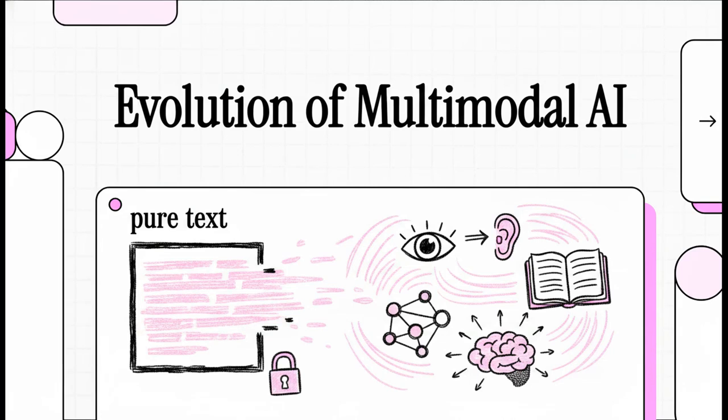For the longest time, AI has been basically trapped in this box of pure text. Sure, it could read and write all day long, but it couldn't actually experience the world around it. Today, we are unpacking the absolutely incredible leap from those basic text-only systems to the dynamic models we have now. Models that can literally see, read, and listen.